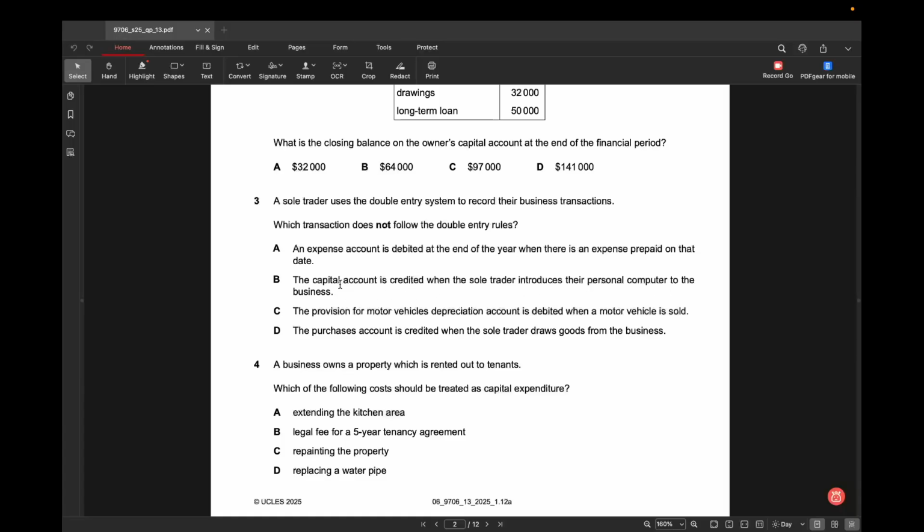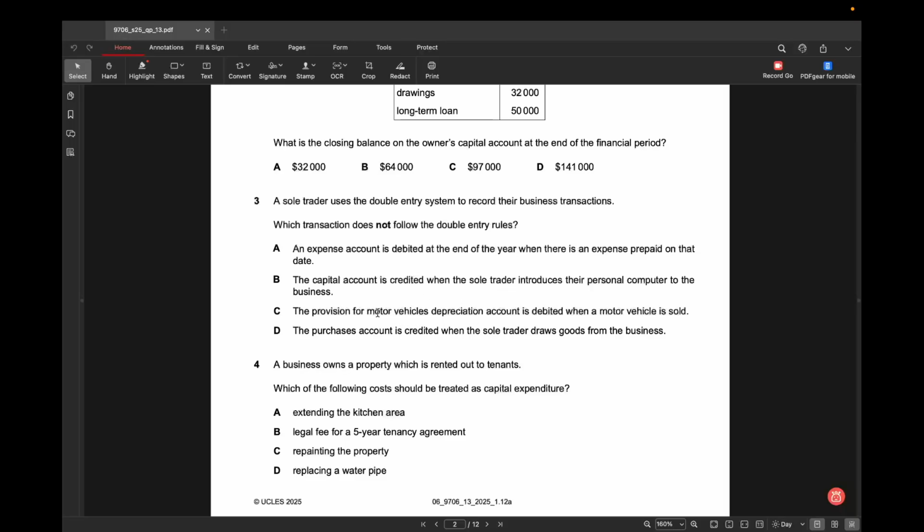So this is the addition of capital in the form of a personal computer. So computer account debit and capital account credit. Second one, provision for motor vehicle depreciation account is debited when the motor vehicle is sold. This is during the disposal. We need to transfer the accumulated depreciation of the asset that we are selling to the disposal account. So the correct entry is provision for depreciation account debit and disposal account credit.